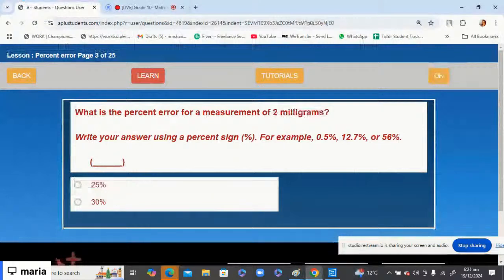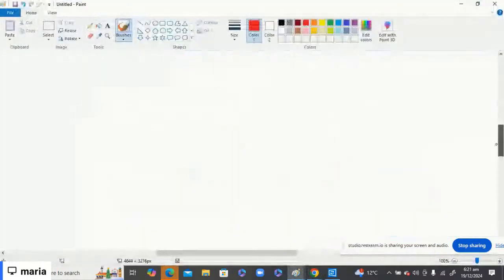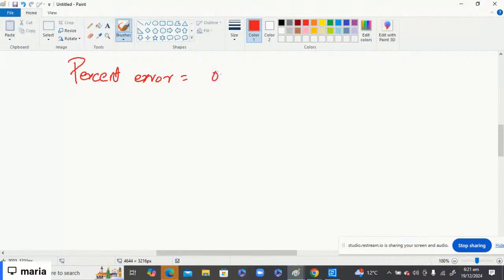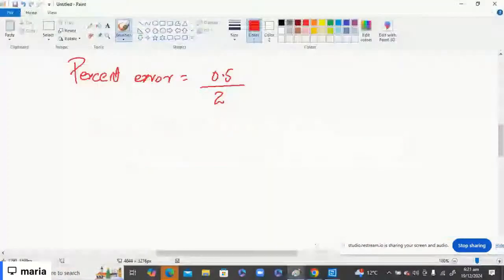What is the percent error for the measurement of 2 milligrams? As we know, the percent error equals the greatest possible error, which is 0.5, over the measurement. This is 2. Is it 2? Yeah. Now guys, find it out and then tell me the answer: 0.5 divided by 2. What's the answer and how much is the error?